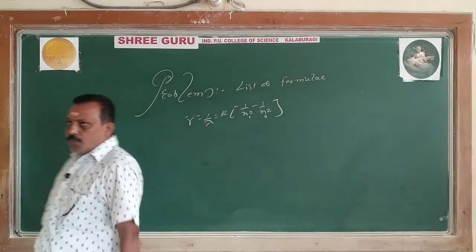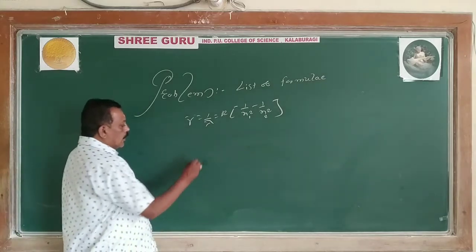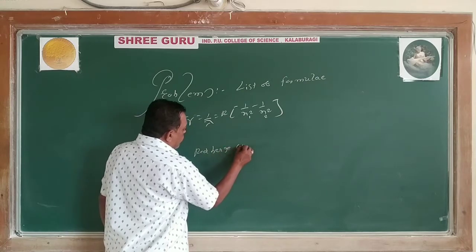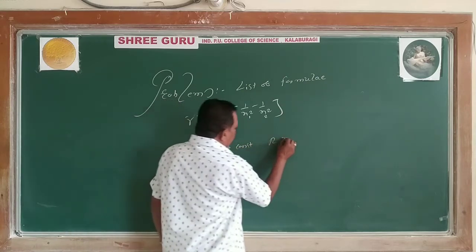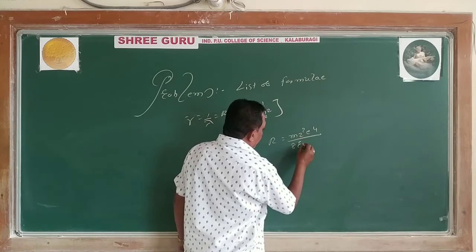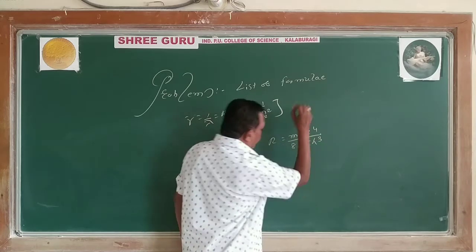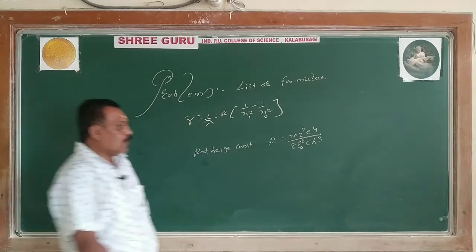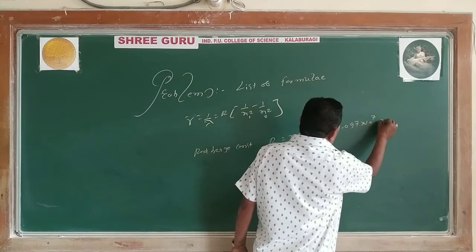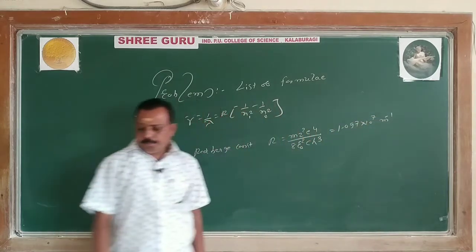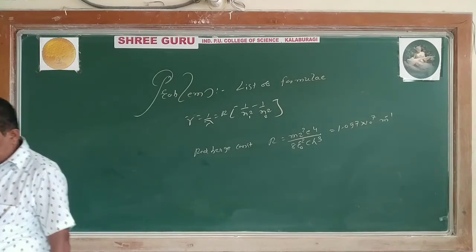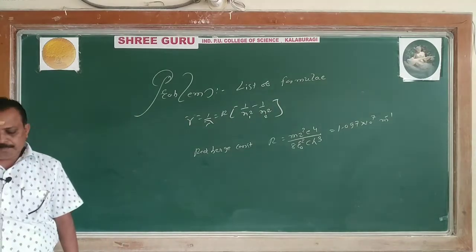Right? Then what is R? Rydberg constant. R equals me^4 by 8 epsilon naught square c h cube. Its value is 1.097 into 10 to the power of 7 per meter. Right? This is about our Rydberg constant.